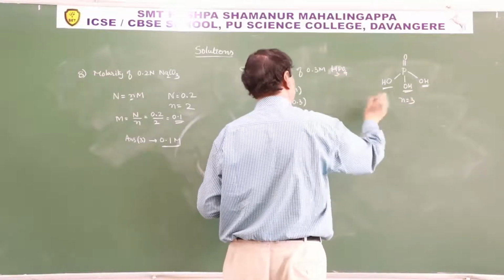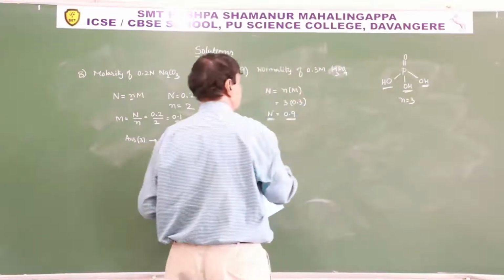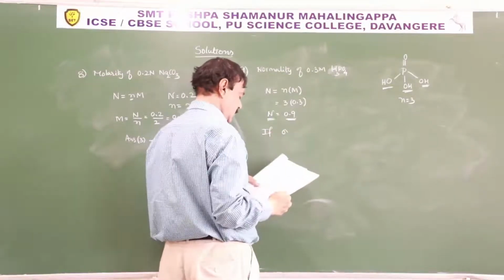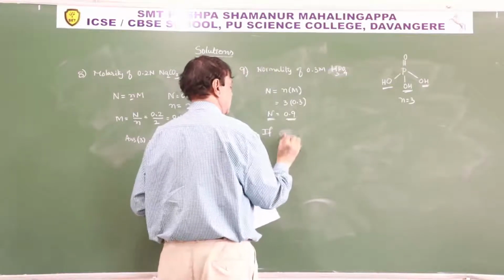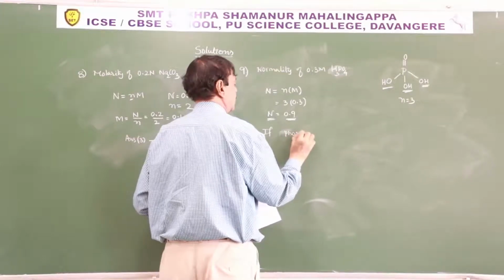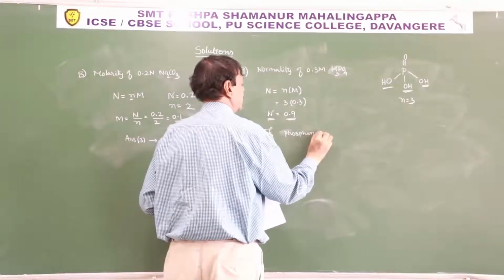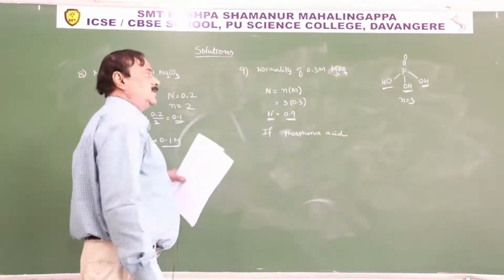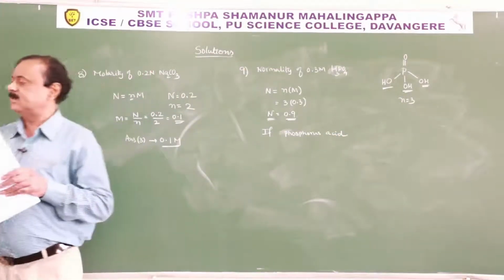H3PO4. If it is orthophosphoric acid, this is fine. Okay. If it is phosphorus acid, then there is a problem, phosphorus acid.